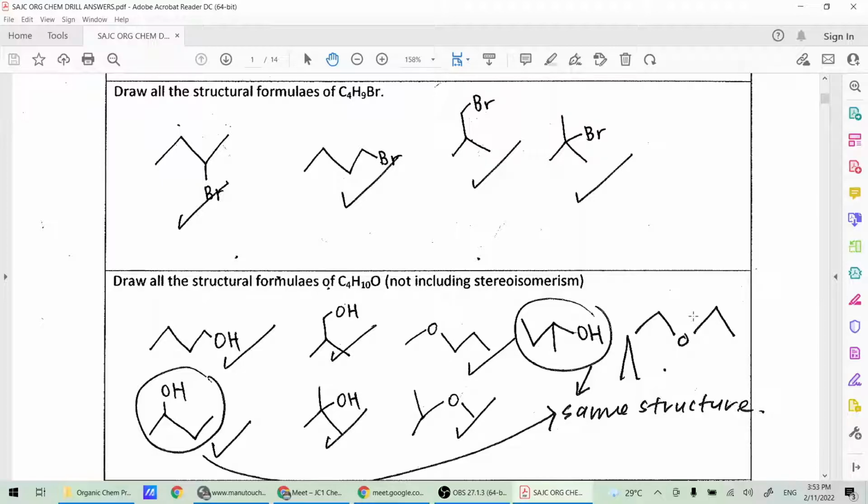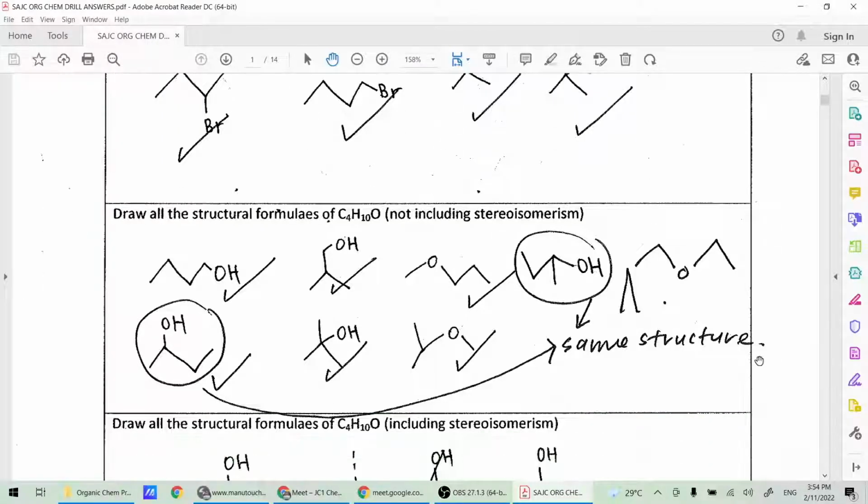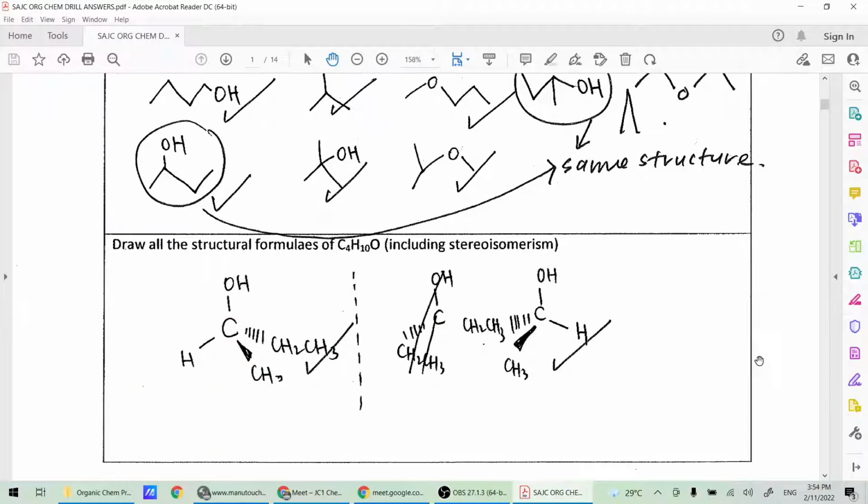Okay, now if you're done with your C4H9Br, check for C4H10O. Do take note that your answers are not limited to alcohol. There's also ether. If you count, there are actually 1, 2, 3, 4, 5, 6, 7. Okay, there are only 7. One of them is actually the same repeated one, so they are not isomers. So there are 3 possible answers for ether and, sorry, 1, 2, 3, 4, 4 possible answers for alcohol. Just check that you have a total of 7 structures.